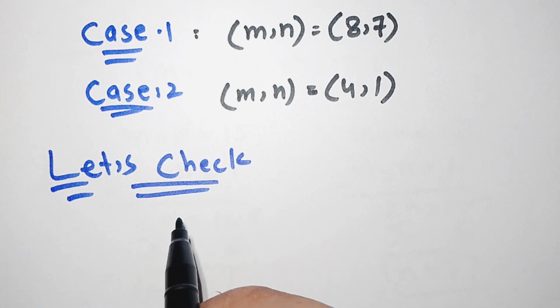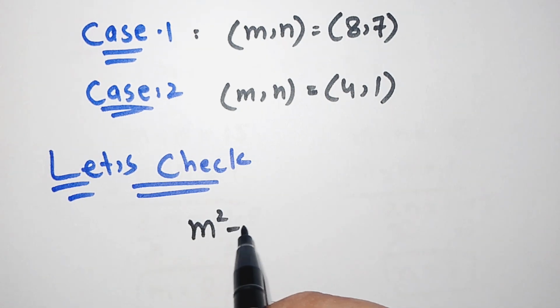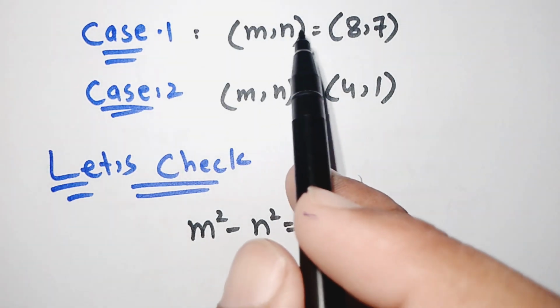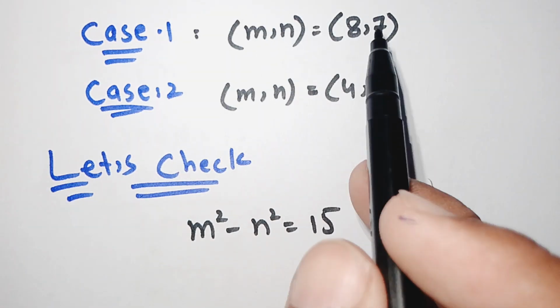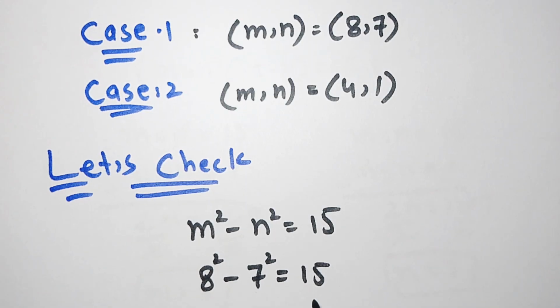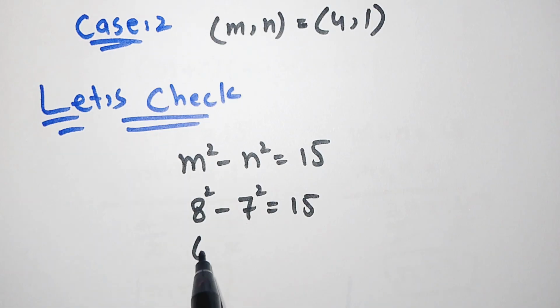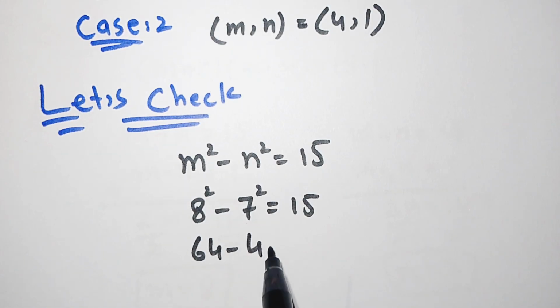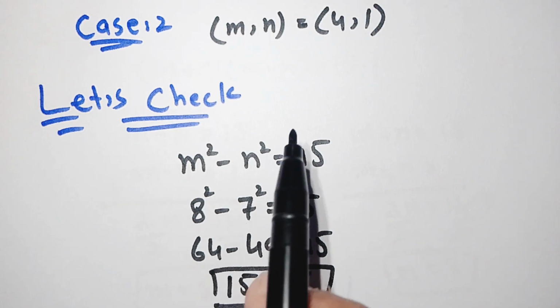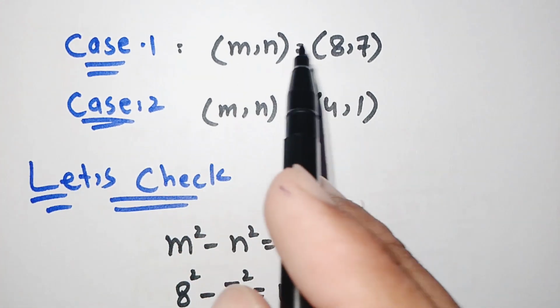Now we know that the question is m square minus n square is equal to 15. Now we put the values of case number first, that is m is equal to 8 and n is equal to 7. So this will become 8 square minus 7 square is equal to 15. 8 square is equal to 64, minus 7 square is equal to 49. And finally 64 minus 49 is equal to 15, which is equal to 15. This shows that the left hand side and the right hand side are equal. So m is equal to 8 and n is equal to 7 are the correct values.